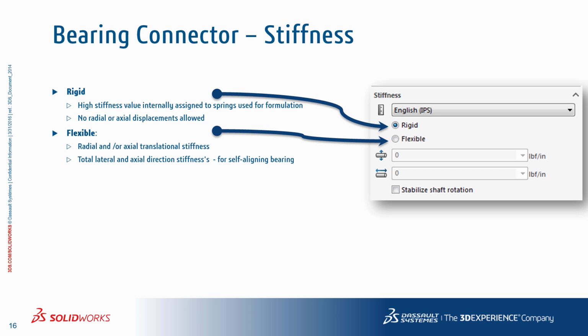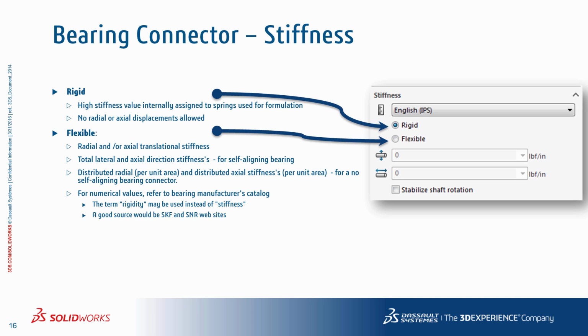You can define total lateral and axial direction stiffness for a self-aligning bearing connector. For a non-self-aligning bearing connector, you can actually define distributed radial and axial stiffnesses as well. Now, to obtain numerical values for the bearing stiffness, you can always refer to the bearing manufacturer's catalog. And also keep in mind that in some of these catalogs, the term rigidity may be used instead of stiffness.